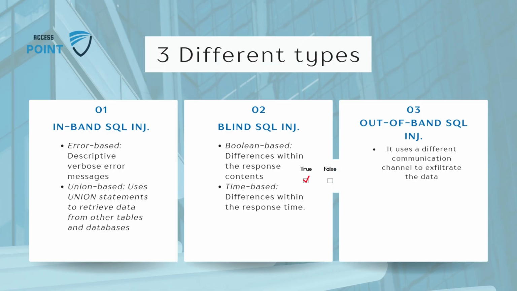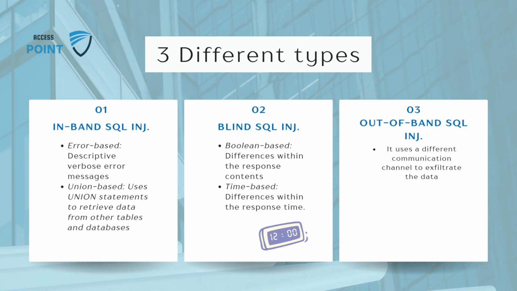The first type is Boolean-based. The attacker sends a query like, does the admin username start with the letter A? If the page loads normally, a true result, the answer is yes. If the page returns an error or a user not found message, a false result, the answer is no. By asking thousands of these questions, an attacker can slowly, character by character, uncover passwords or other sensitive data.